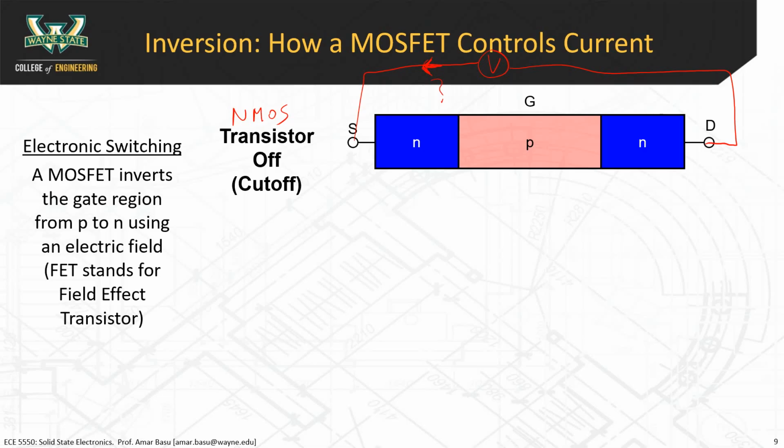Okay. Yeah, it won't conduct current. And the reason it won't conduct current is because you have two p-n junctions. We talked about the p-n junction in the last chapter. You have a p-n junction here, a p-n junction here. The equivalent circuit for that looks like this. Now, what is this equivalent circuit showing?